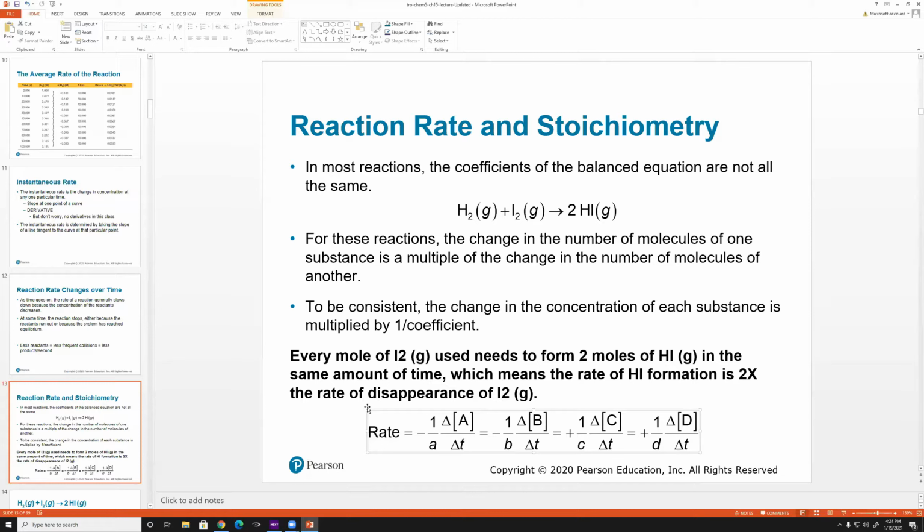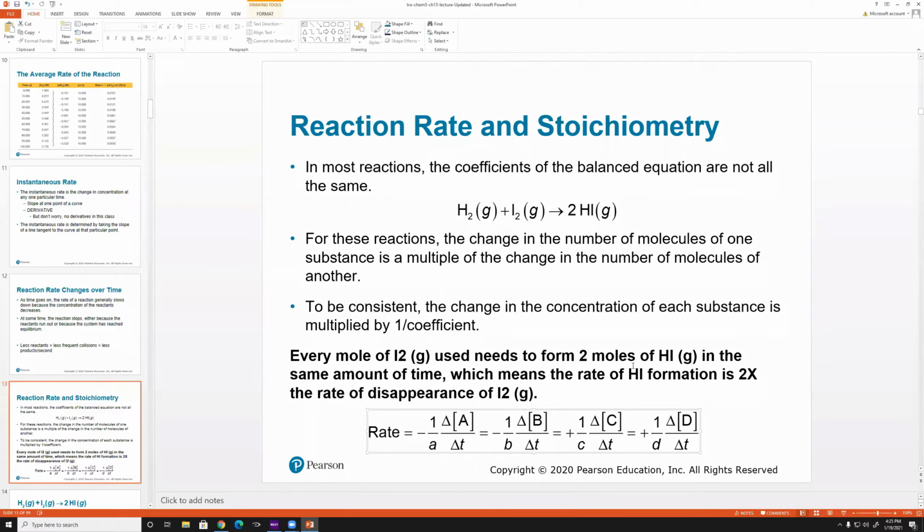Now, what's happening? A lot of this is happening. So let's read this bold statement. Every mole of I2 used needs to form 2 moles of HI. So it forms twice the amount of product in the same amount of time, because once the one mole is gone, the 2 moles will be completely formed, meaning this process of the reactants decreasing and the products increasing happens in the same amount of time.